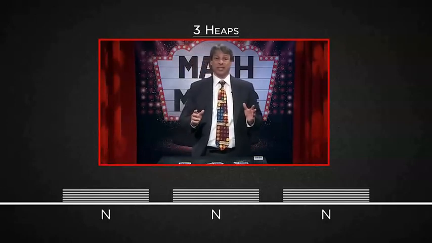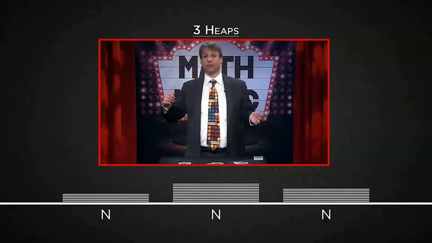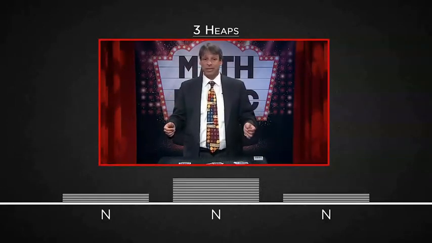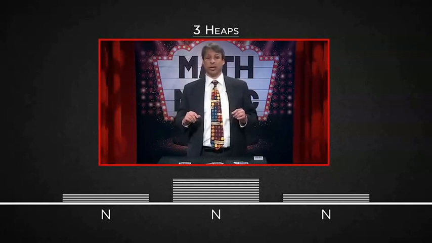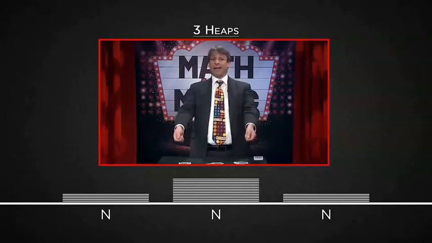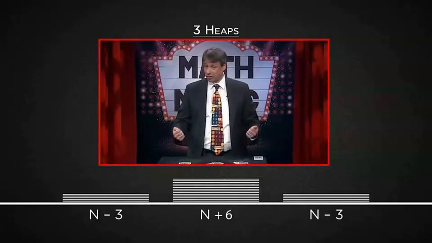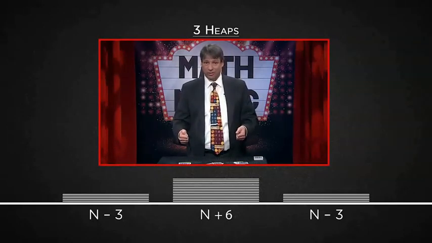Then you were asked to take 3 cards from the left pile and 3 cards from the right pile and place them in your middle pile. Now your situation looks like this, where the left and right pile each have n minus 3 cards, right? They each lost 3 cards, and the middle pile has 6 more, so it has n plus 6 cards.